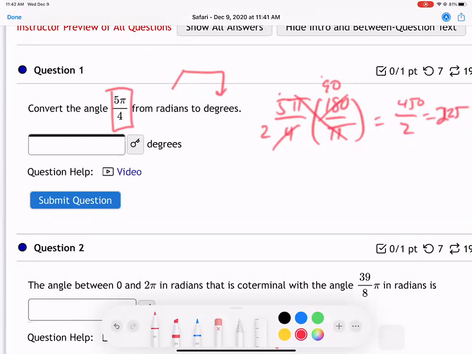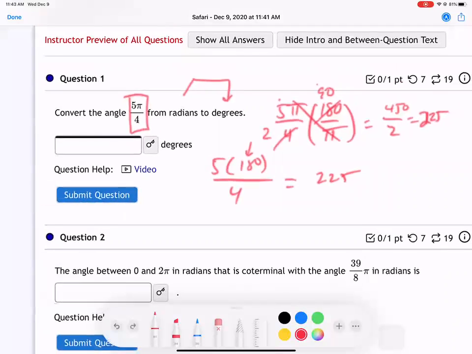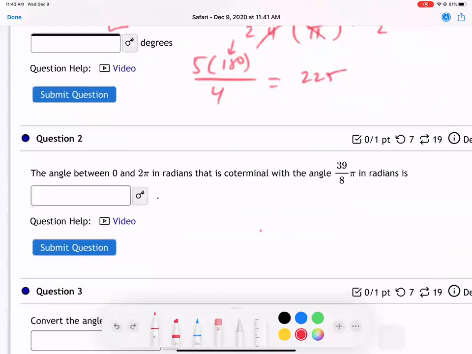Another way of doing this, you can always just replace the pi by 180 because pi is 180. And that'll give us our same answer when I divide and multiply. So there's a couple easy ones. This again is just practice, to remind us what we forgot.